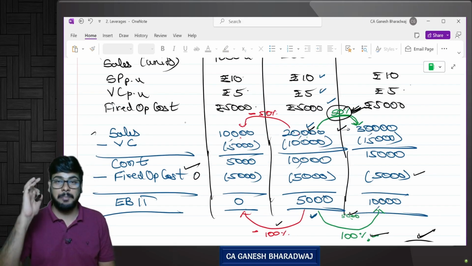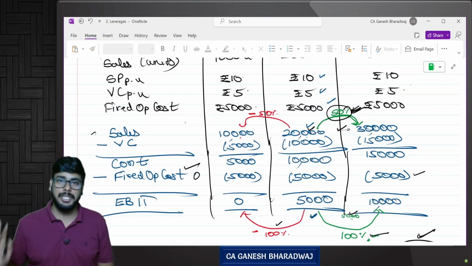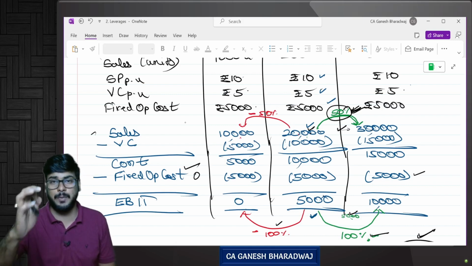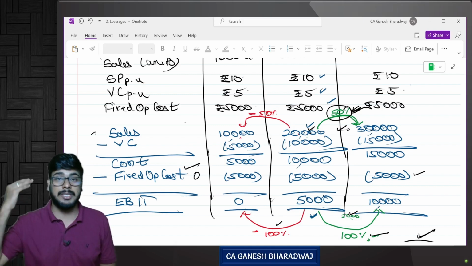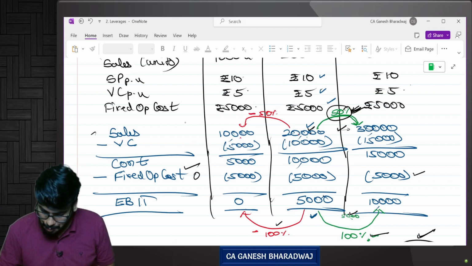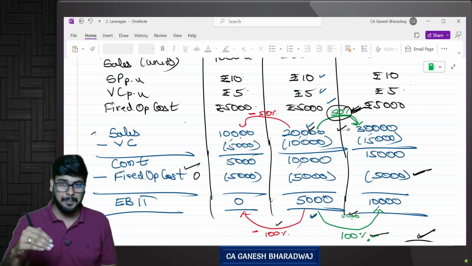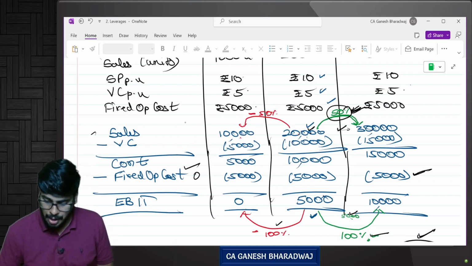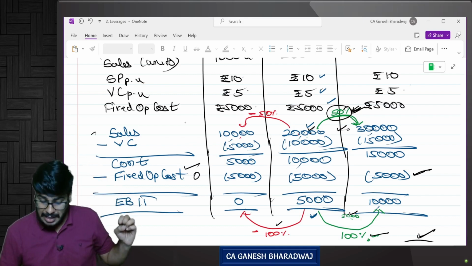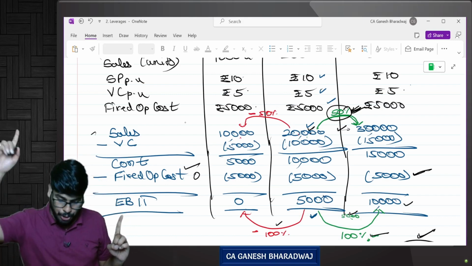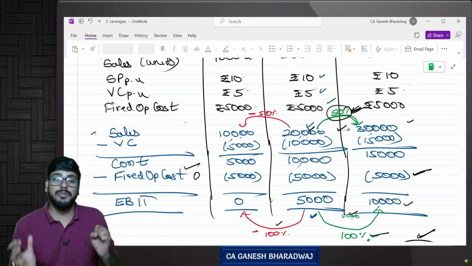Purely because of the presence of fixed cost. Are you clear with this? And that's why I said at the time we started, fixed cost is the hero of this particular chapter. So because you have fixed cost in between, what happens? Your EBIT is not moving in proportion to your sales, so it moves in a different proportion.